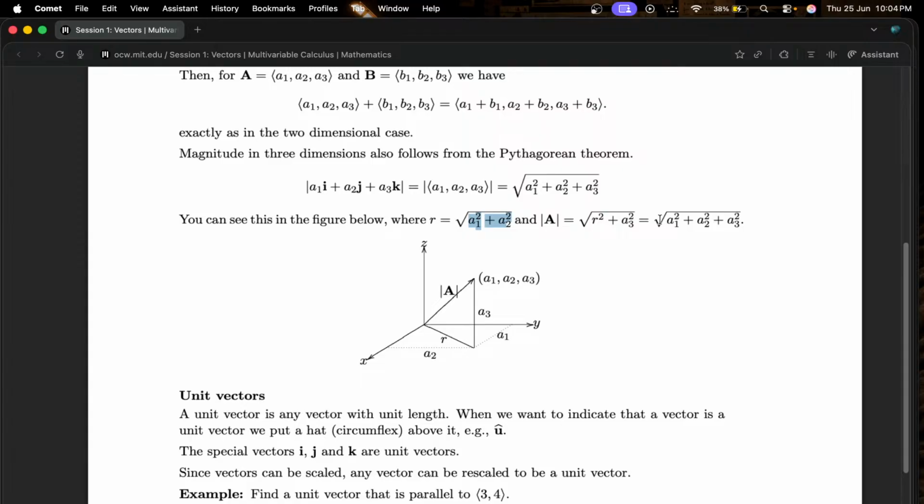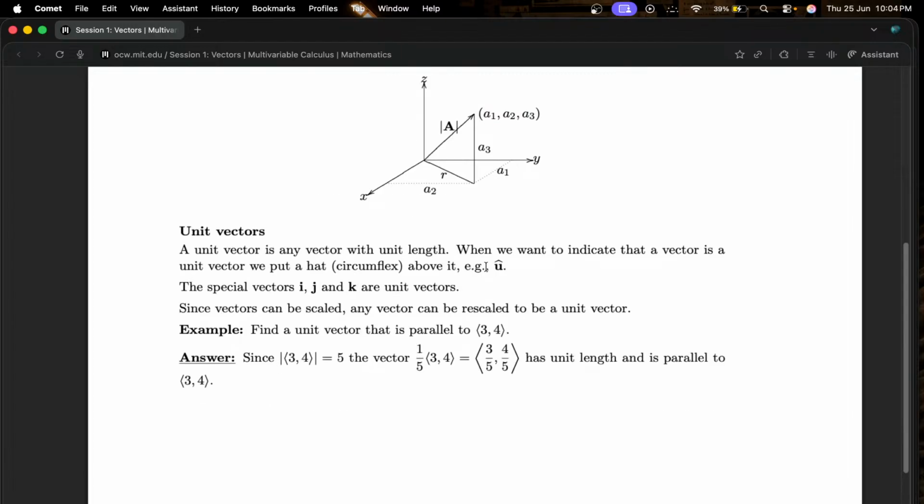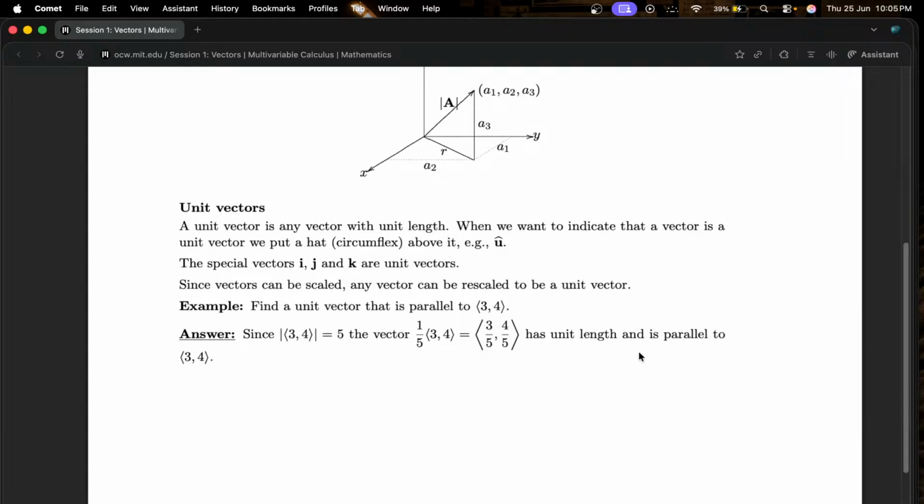Unit vectors. A unit vector is any vector with unit length. When we want to indicate that a vector is a unit vector, we put a hat above it. The spatial vectors i, j, k are unit vectors. Since vectors can be scaled, any vector can be rescaled to a unit vector. Find a unit vector that is parallel to (3, 4). Since the magnitude of (3, 4) equals 5, the vector that has unit length and is parallel to it is equal to this.